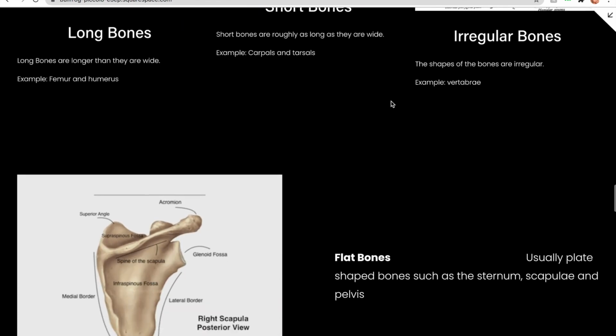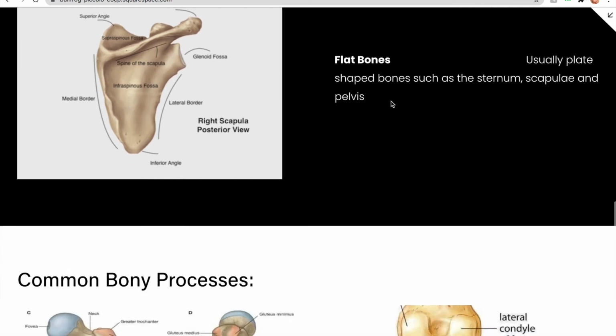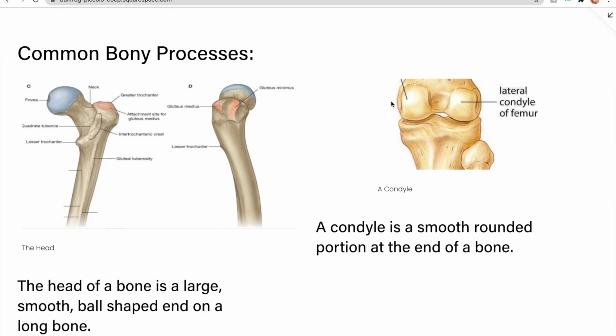Flat bones didn't fit with the other three, but I made sure that I included it in there with a photo as well. Below different types of bones, I made sure I talked about common bony processes and then a description as well. There's 4.